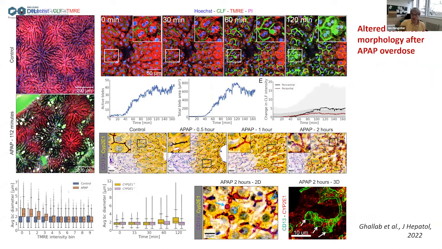So when we quantify these blebs, there is a systematic increase over a certain time period quite early after intoxication, and also the total bleb number increases. And when we look at the diameter of the bile canaliculi, they become wider much earlier, very early.